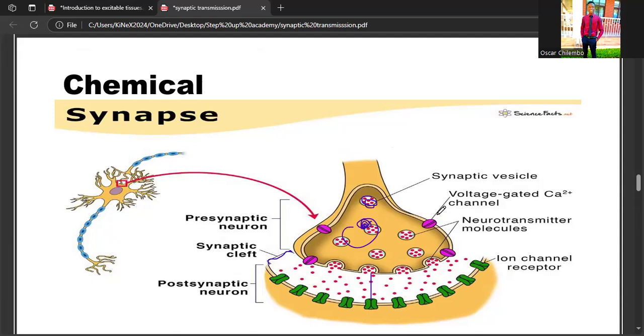Okay, then we have these channels here, the voltage-gated calcium channels. That's the major parts of the presynaptic neuron. Then on the postsynaptic neuron, what do we have? We have the ion receptors. These ion receptors are specific to certain neurotransmitters that come here.